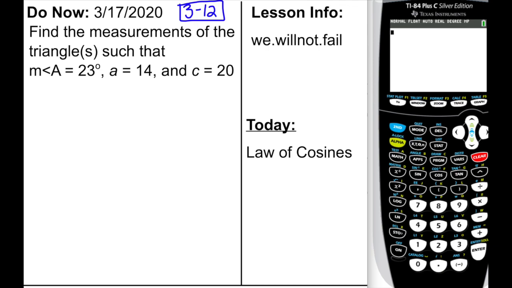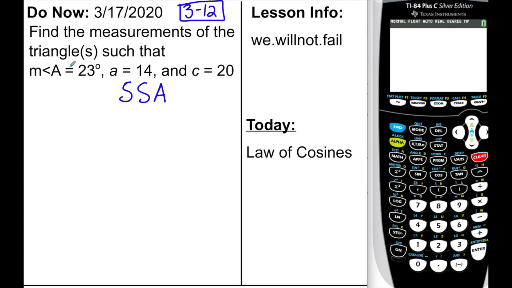All right, so in this do now, what we're doing is we're going to find the measurements of the triangle or triangles such that the measure of angle A is 23 degrees, little a is 14, and little c is 20. So in this case, you have a side and an angle. In particular, the side opposite the given angle. So the S and the A really are paired up with each other.